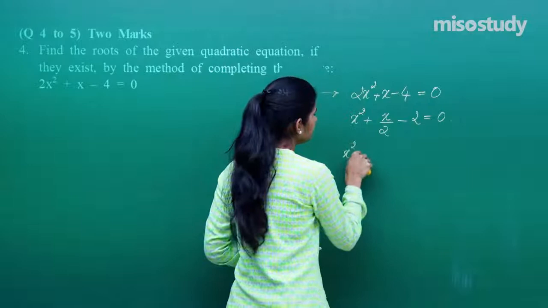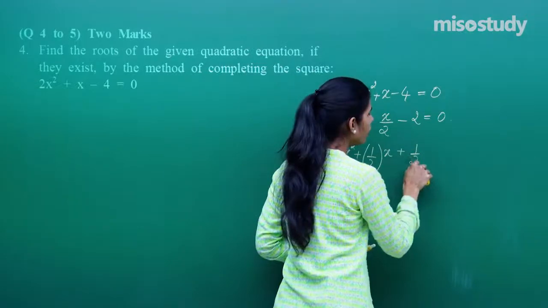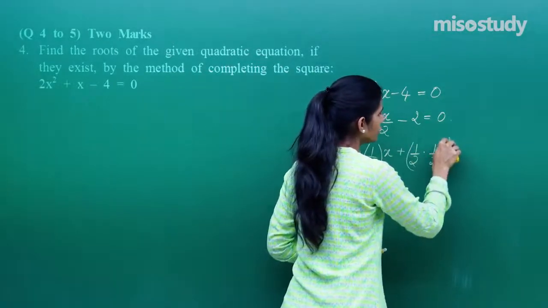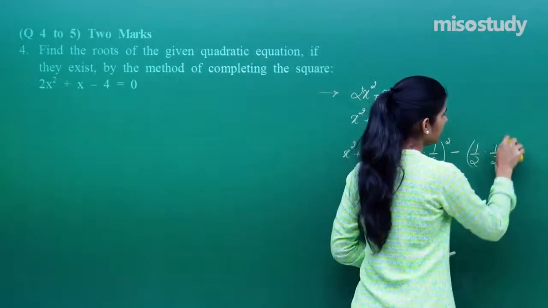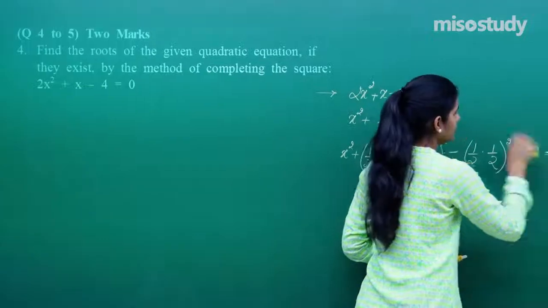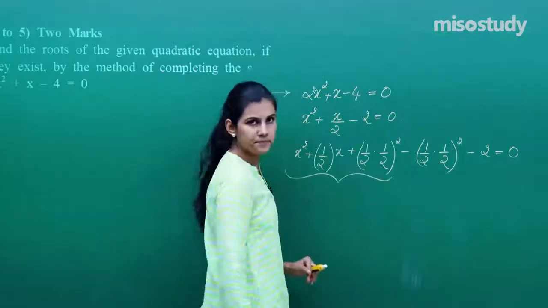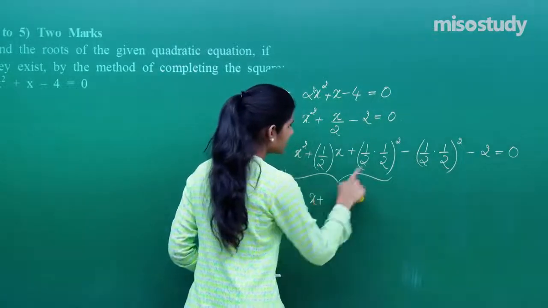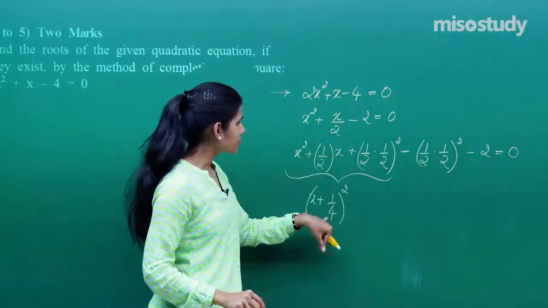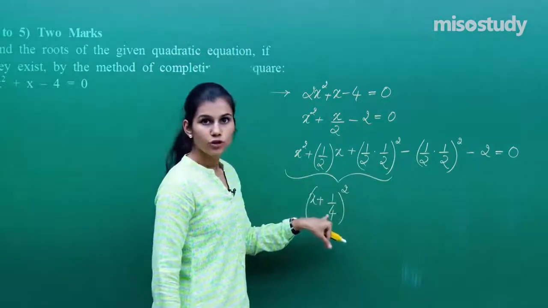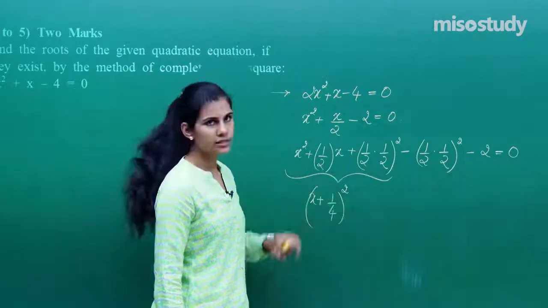Now what you do, you can see coefficient of x is 1 by 2. So you add half of coefficient of x whole square and subtract half of coefficient of x whole square. You add and subtract the same thing. What does this become? This is x plus 1 by 4 whole square. You can check, it is x square plus 1 by 4 whole square plus 2ab, 2 into x into 1 by 4, which is x by 2, which is this.